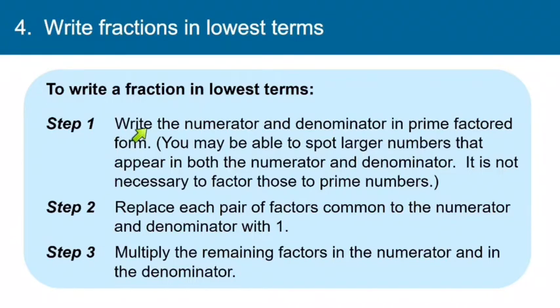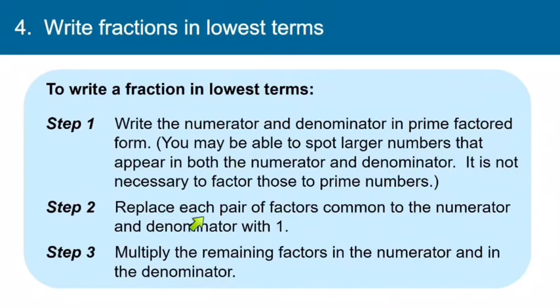So first, write the numerator and the denominator in prime factored form. Now, you don't always have to go all the way to prime factors. You may be able to spot larger numbers that appear in both the numerator and the denominator, and in that case it won't be necessary to factor those all the way to prime.